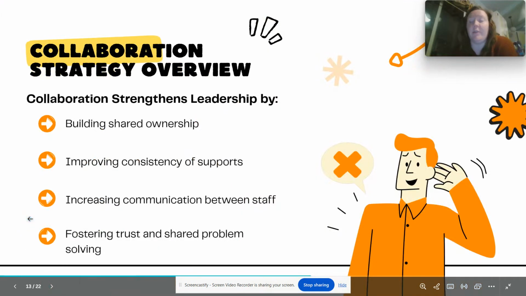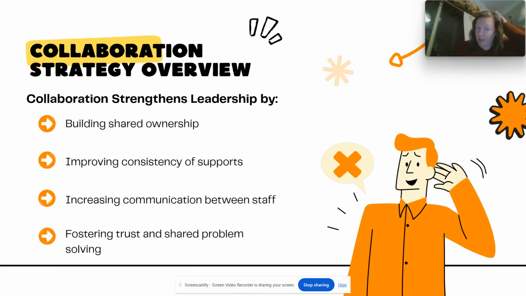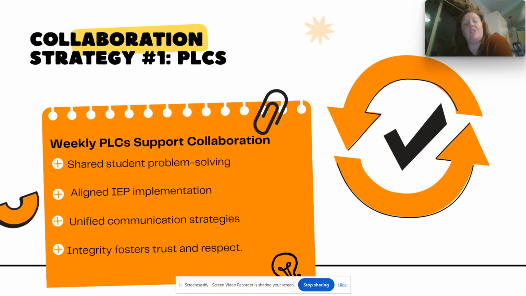Okay, now we're going to talk about collaboration strategies. So collaboration strengthens leadership by building shared ownership, improving consistency of supports, increasing communication between staff, and fostering trust and shared problem solving. Collaboration strategy number 1, it goes with productivity.